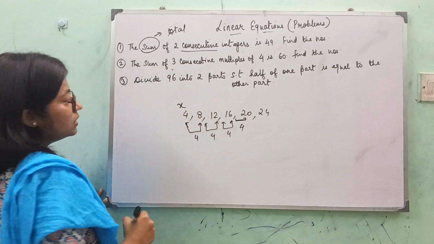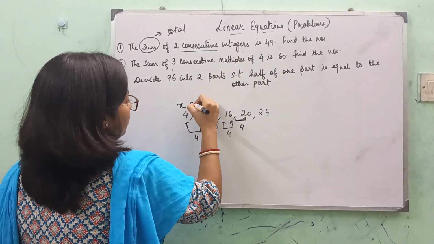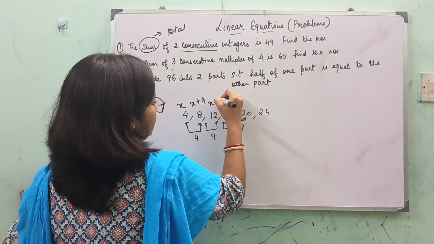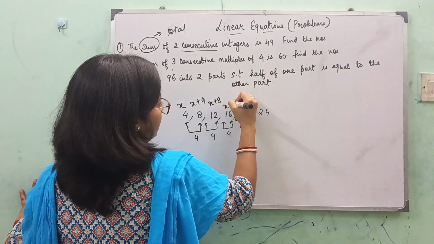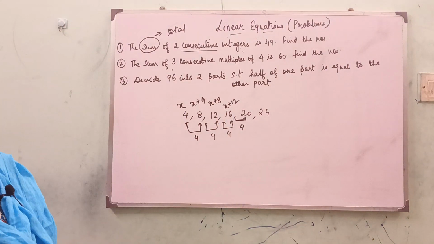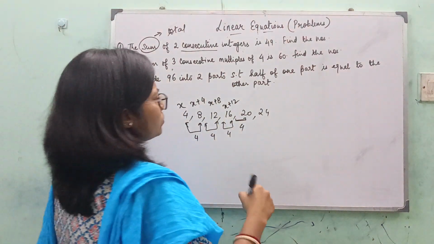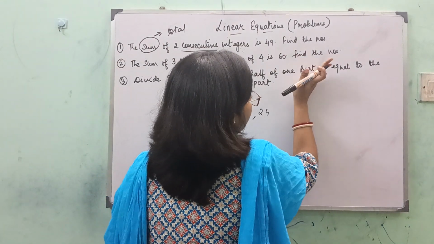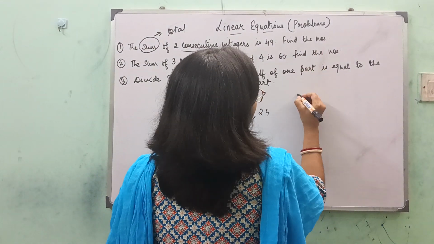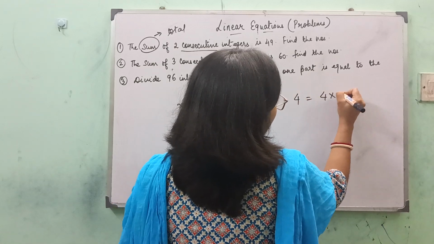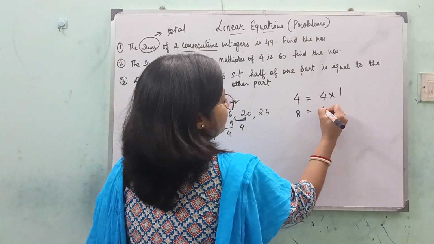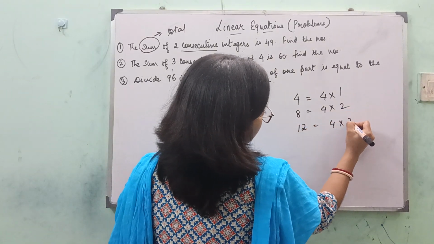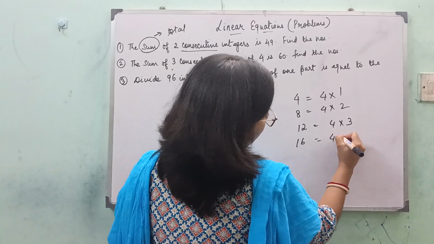So if I consider the first one as x, the second one will be x plus 4. The third one again plus 4, so x plus 8. Again plus 4, x plus 12. This is the way you can consider. Or there's another way. Since you have just learned for natural numbers, for whole numbers, we can take, see, 4 can be represented as 4 into 1. 8 is 4 into 2. 12, 4 into 3. 16, 4 into 4.